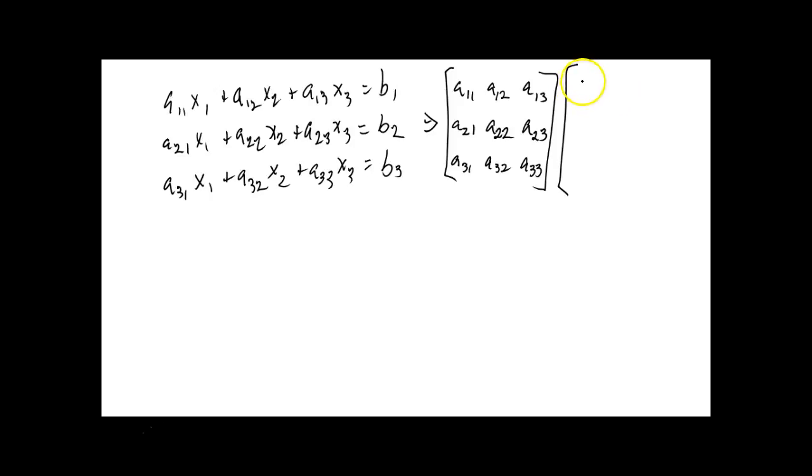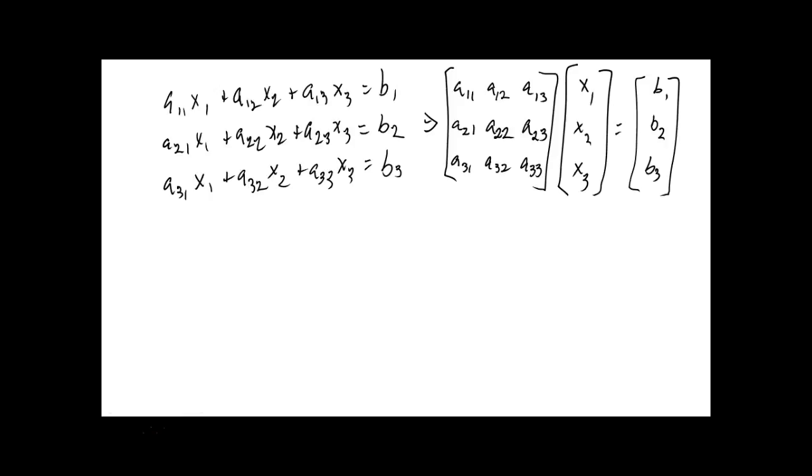Now, write a column vector that represents your variables. What would they be? X1, X2, X3. And let's write a column vector that represents our constants. Guess what they would be? B1, B2, B3.